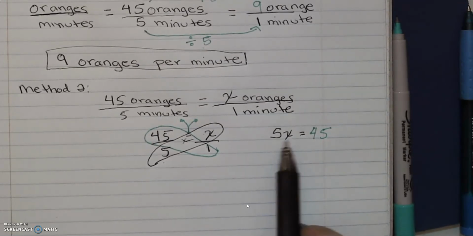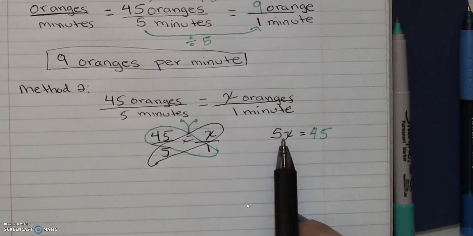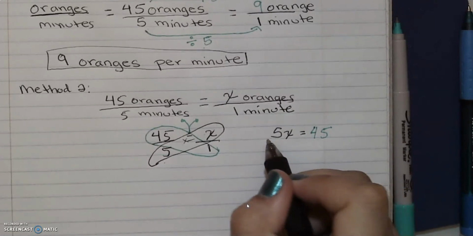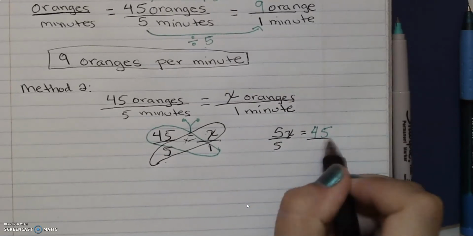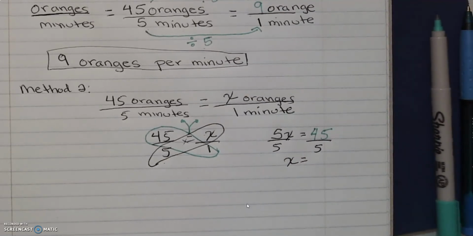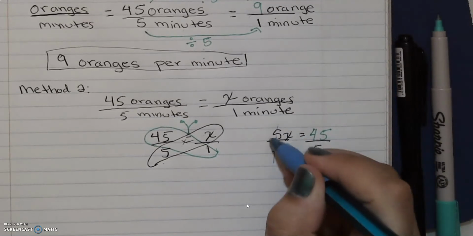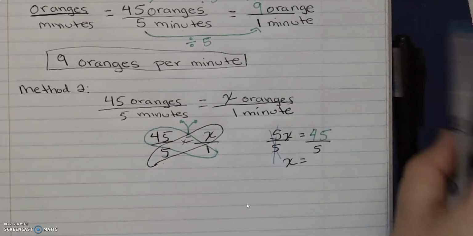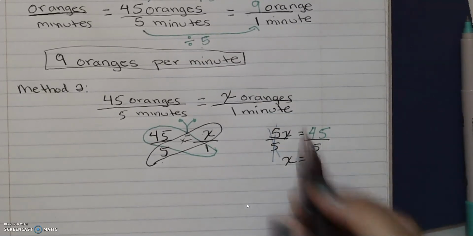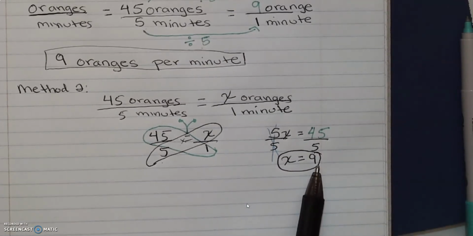So if you want to know what x is, we're going to do the inverse operation. So 5 times x, the inverse will be to divide. So you divide by 5. And now you have x equals, because 5 times 5 is 1, this cancels off. You have x alone. And now you have 45 divided by 5. And that's going to give you 9. So you have x. X equals 9.